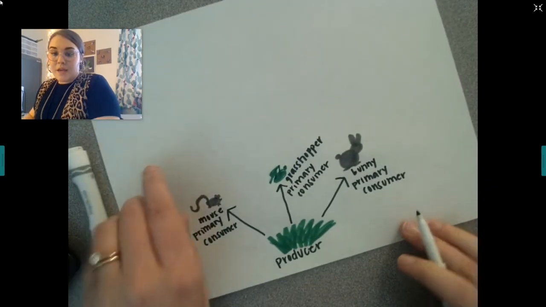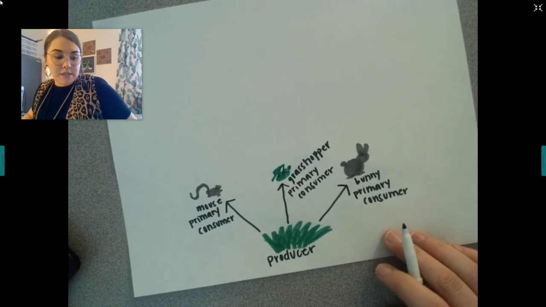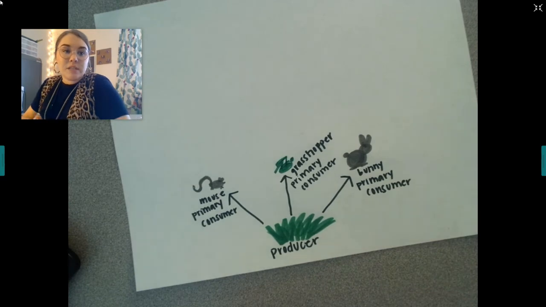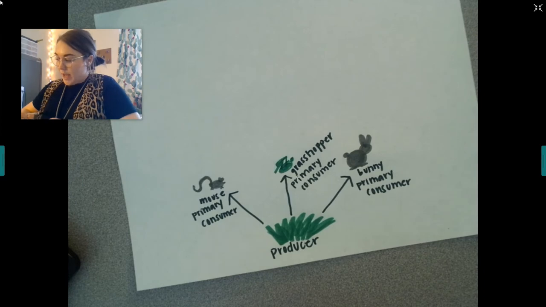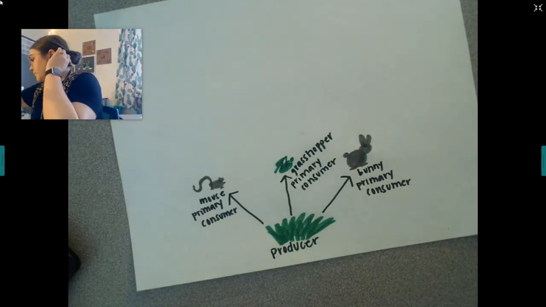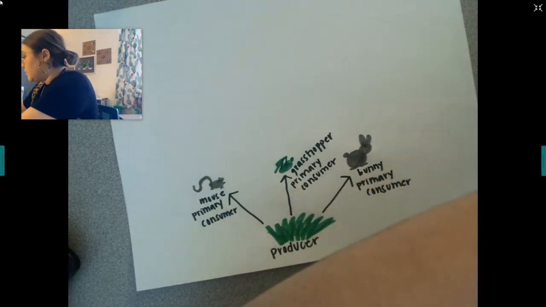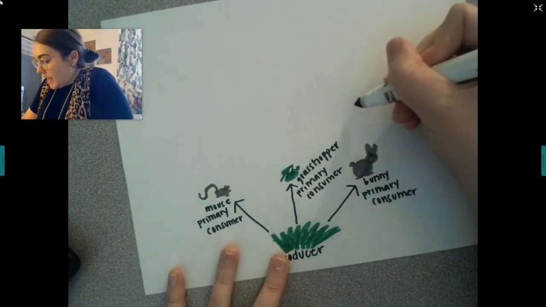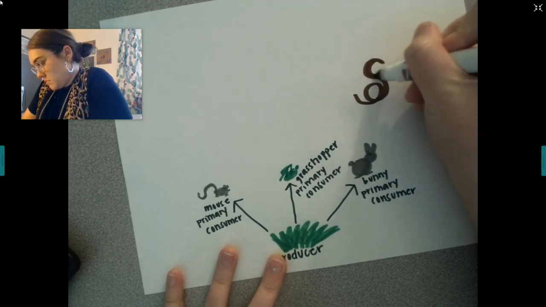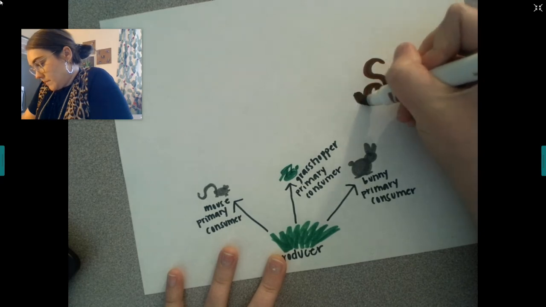Well, now that I have my primary consumers done, what could eat these things? So I know a mouse most of the time could get eaten by a snake. A bunny could also get eaten by a snake. So I'm going to put those together in a group, the mouse and the bunny. They got eaten by, if I could find my brown marker. Here we go. They got eaten by a nice big snake.